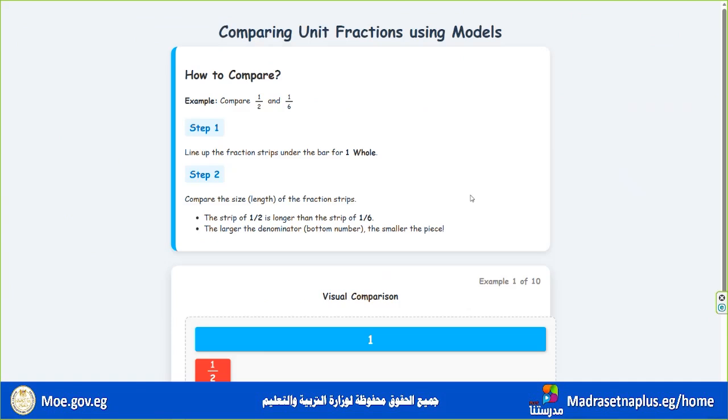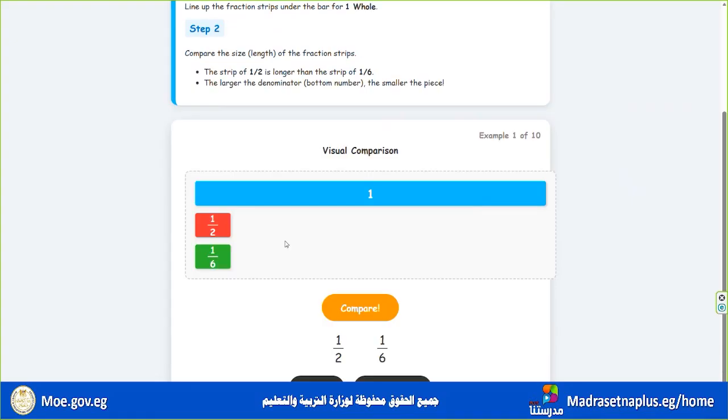If I wanted to compare between 2 fractions, we should use a model. Okay, so I need to compare between half and 1/6. The blue one is 1 whole. The red one is half. The green one is 1/6. I need to compare using 1 whole.